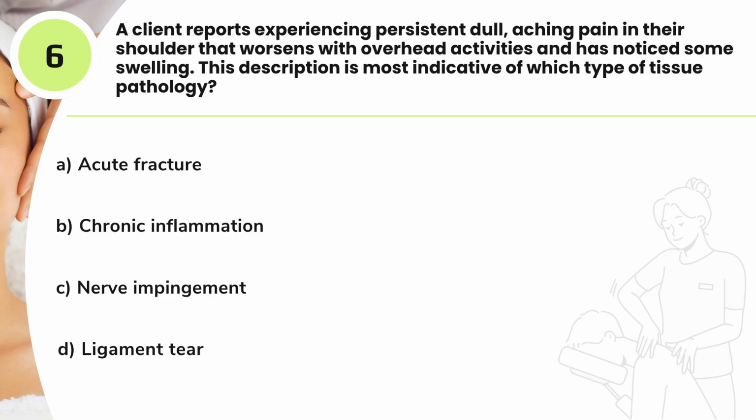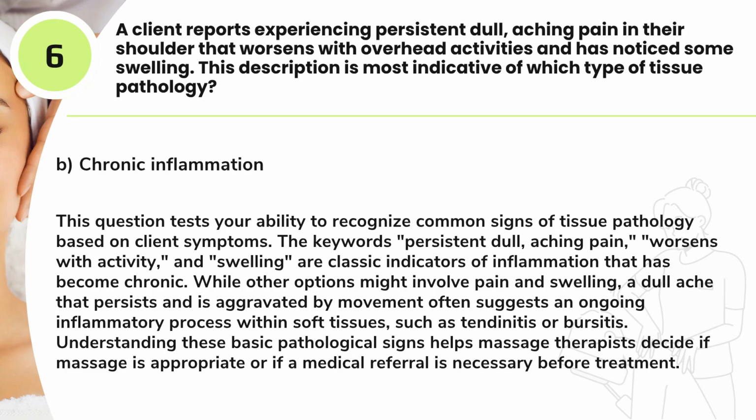Question 6. A client reports experiencing persistent dull, aching pain in their shoulder that worsens with overhead activities and has noticed some swelling. This description is most indicative of which type of tissue pathology? A. Acute fracture. B. Chronic inflammation. C. Nerve impingement. D. Ligament tear. Answer: B. Chronic inflammation. This question tests your ability to recognize common signs of tissue pathology based on client symptoms.